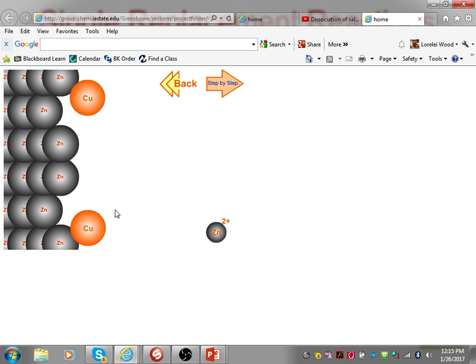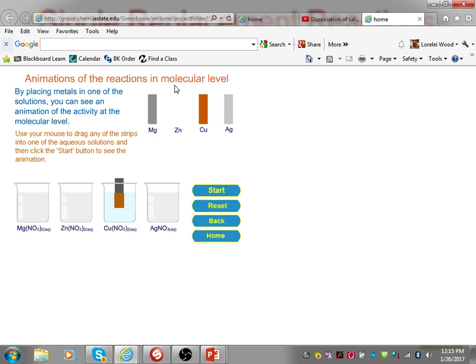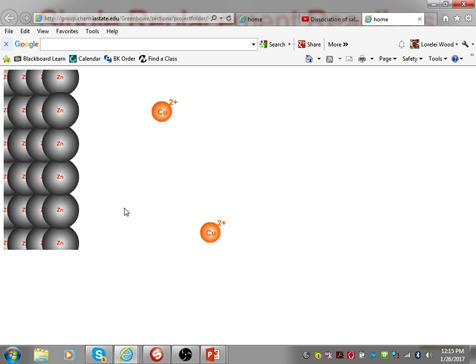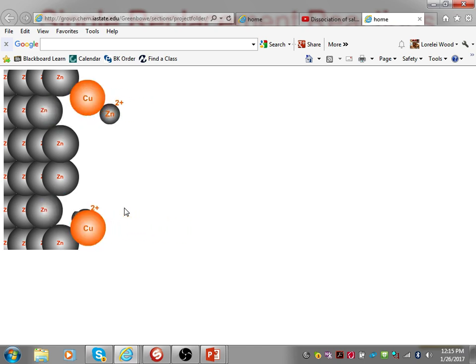All right? Look at the size. Let's try that one more time. I want you to watch the size of the ions both before and after they exchange electrons. Copper's small. Zinc is big. Electrons are exchanged. What happened to the size of the copper? Well, it got bigger. It got bigger than it was originally.